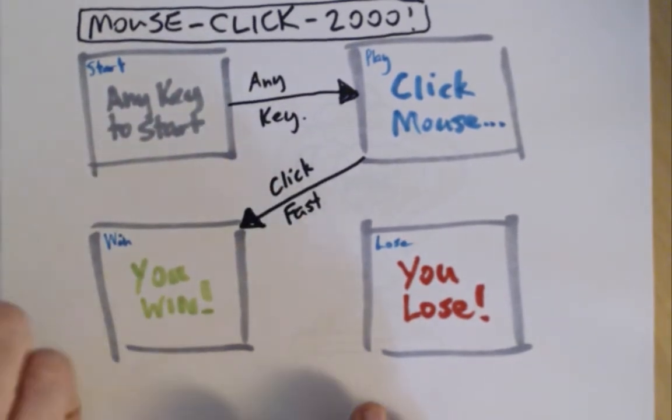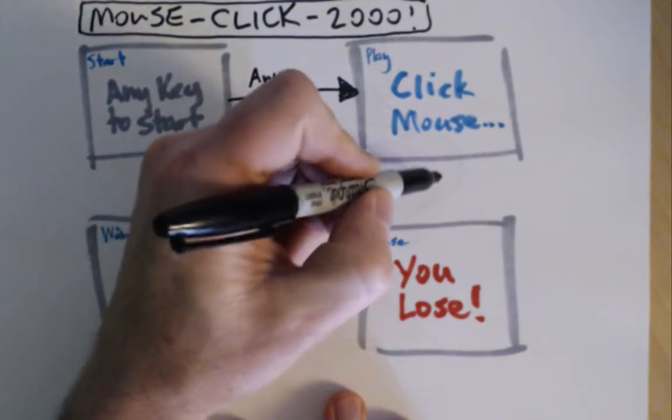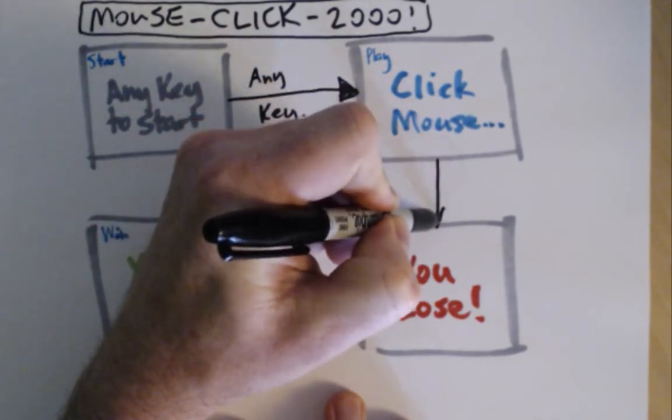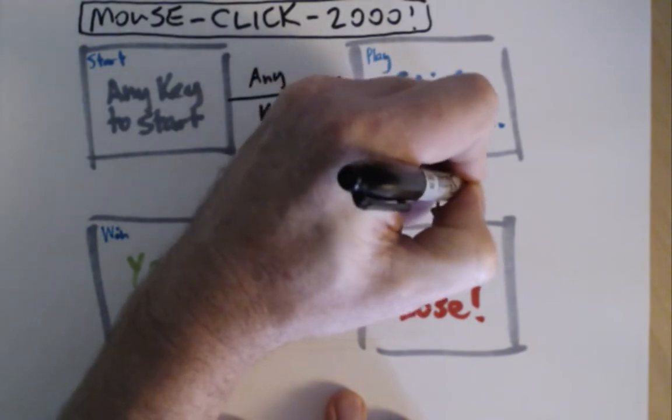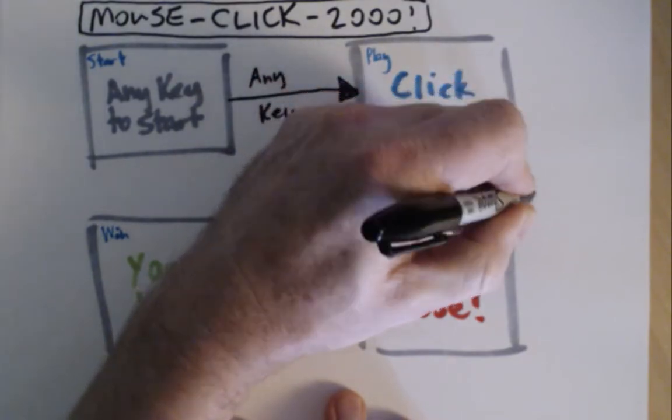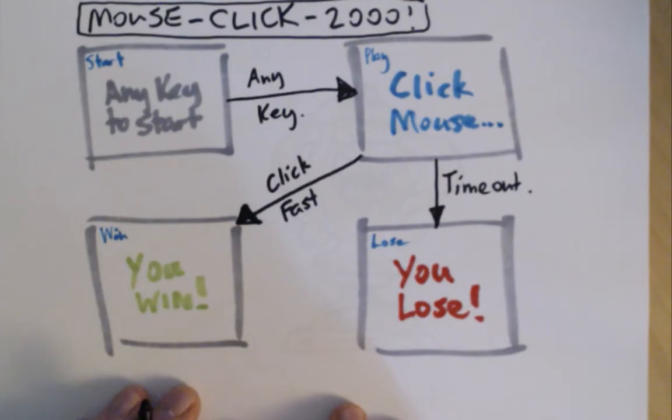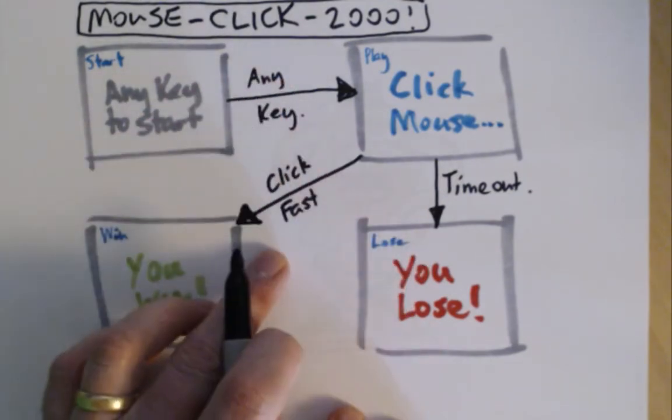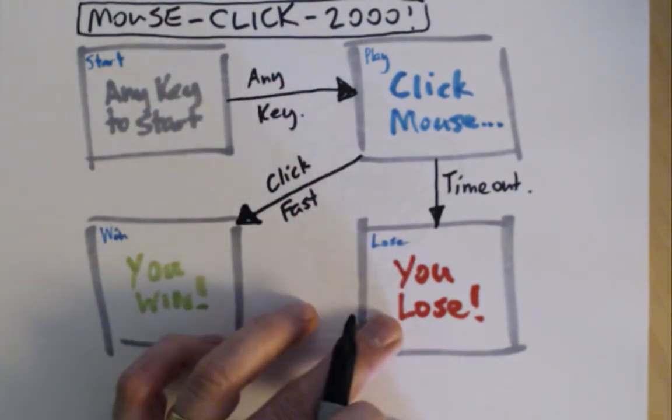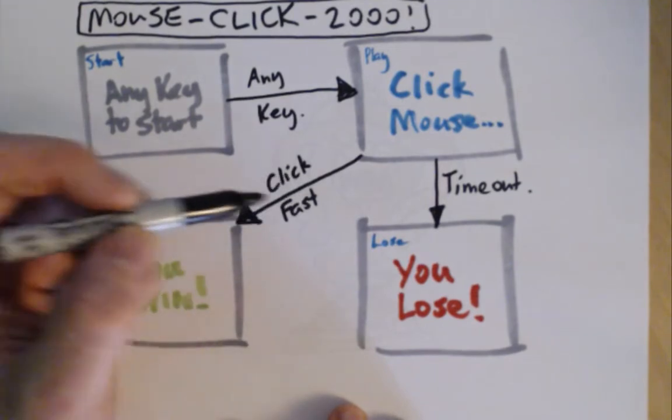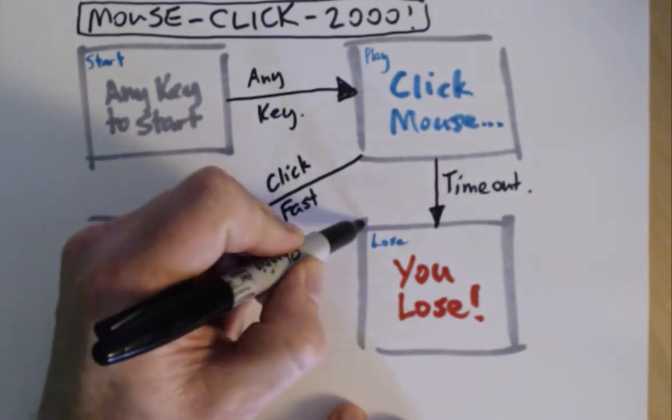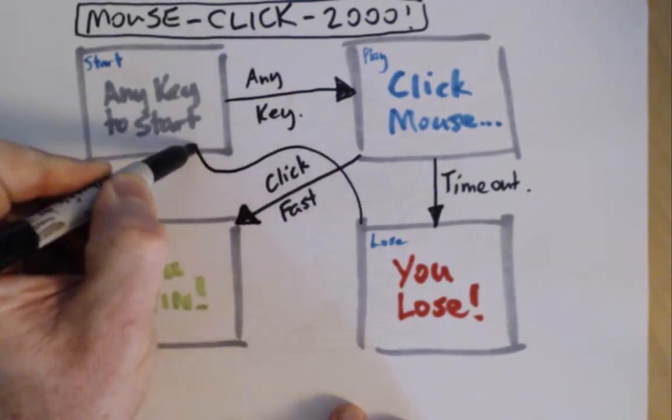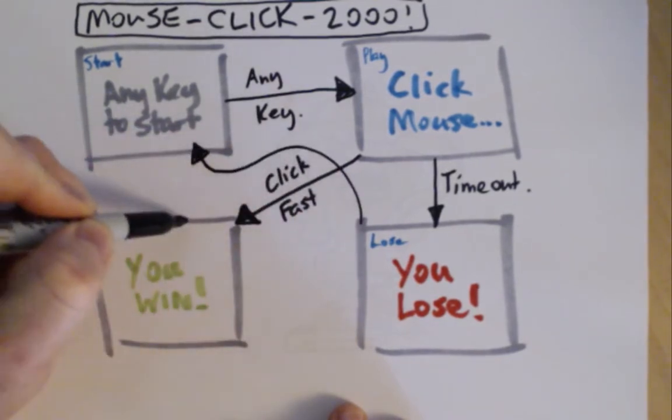And if you don't click, or you click too slowly, you'll lose. So that happens if there's a timeout, if time runs out. And then once you've done these, either you've won or you've lost, you're definitely going to want to play this game again. So if you click any key at that time, you go back to the welcome message.